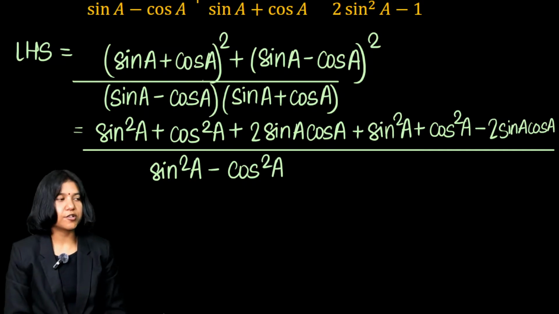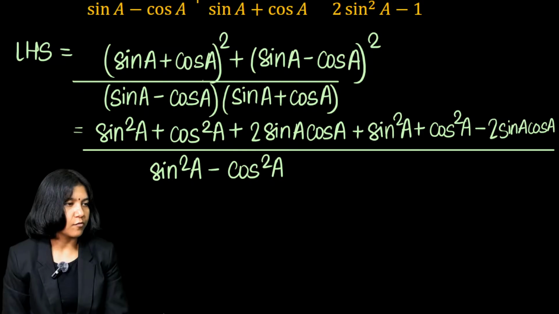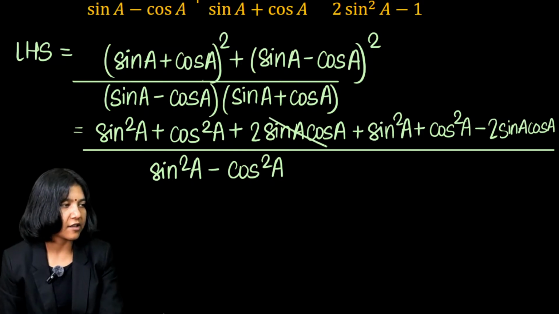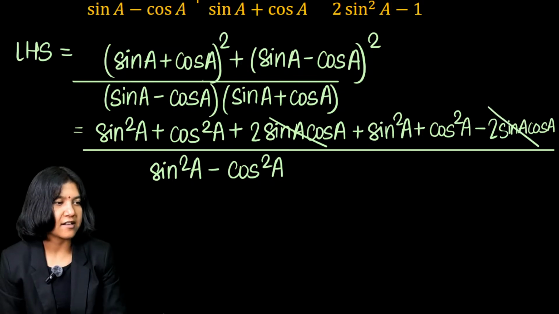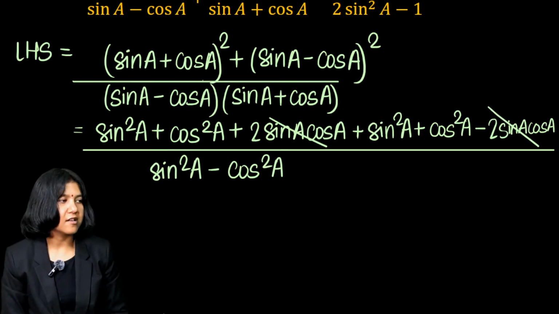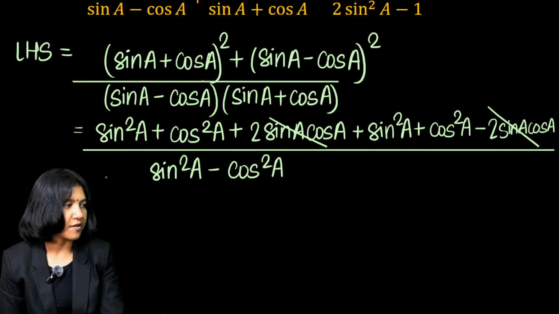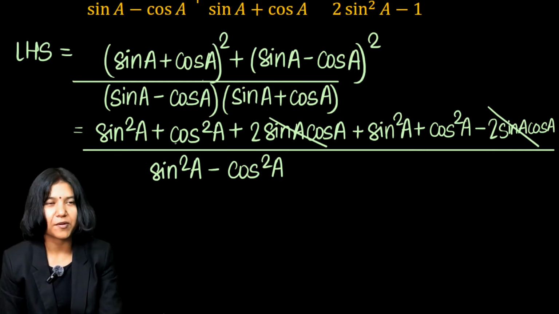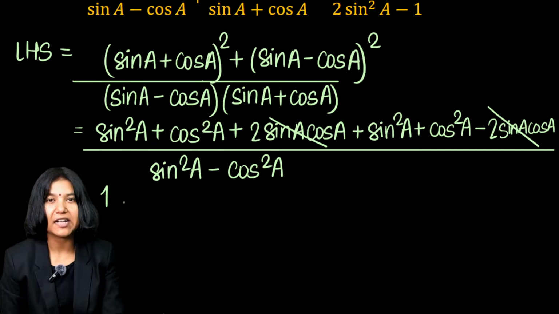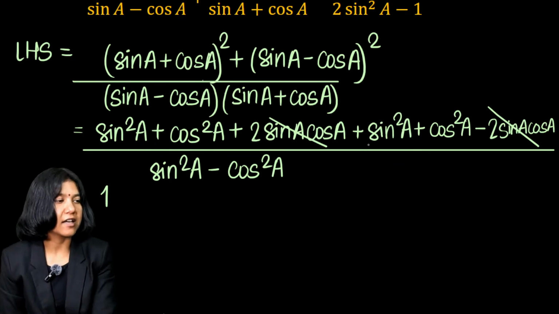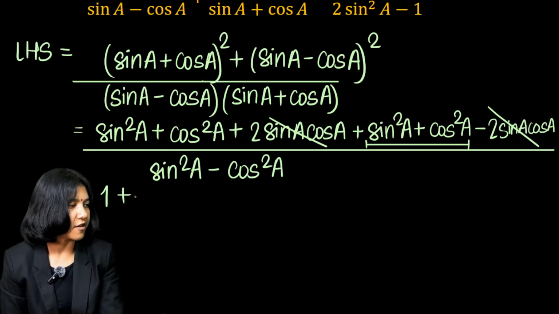Now go to your numerator. What do you see? You see a pair of equal and opposite terms. 2 sine A cos A cancels out with minus 2 sine A cos A. They are equal and opposite. So what I really have at the top is now sine squared A plus cos squared A, which is 1 from that identity I just proved. Again, I have the other pair here, sine squared A plus cos squared A. That gives me another 1.